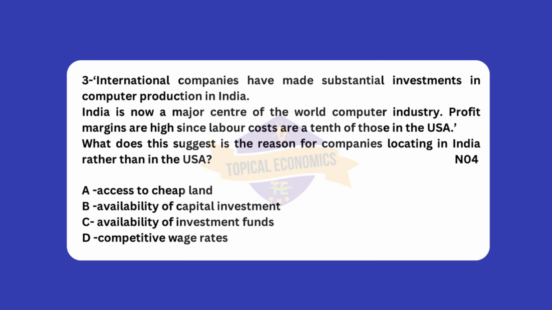A is access to cheap land. So this passage does not mention anything about land costs. Looking at option B, that is availability of capital investment. Now this is important, but again this passage is emphasizing more on labor costs specifically. Looking at option C, availability of investment funds. This is not addressed in the passage. It focuses on labor. So we come to option D, that is competitive wage rates. This is what the passage highlights. So the answer for this question will be option D.